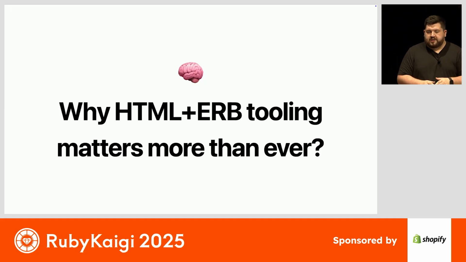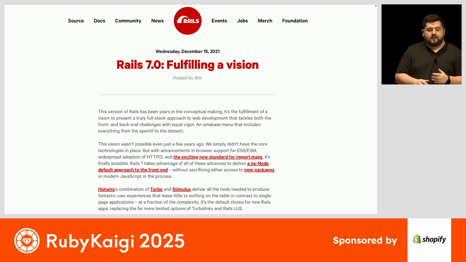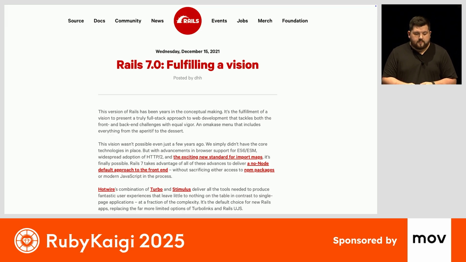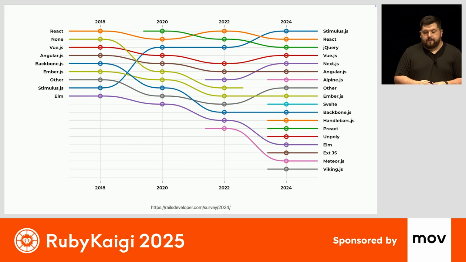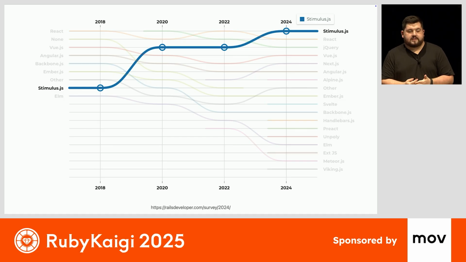So why do we want HTML ERB tooling? I think now it matters even more than ever because as of Rails 7, Hotwire, Stimulus, and Turbo are the default set for the frameworks for the front ends that have been established. It also shows in the Rails developer survey from last year that Stimulus rose from almost second to last place to first place last year and now has a 31% share over the whole participants of the survey.